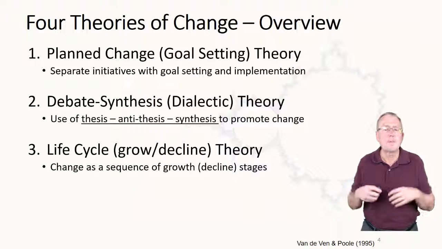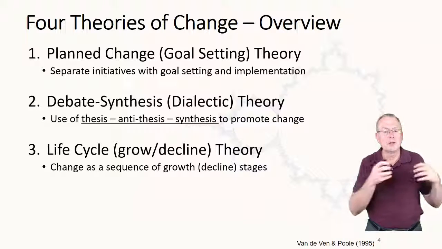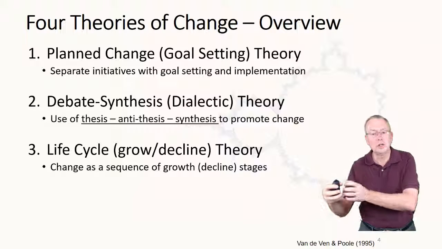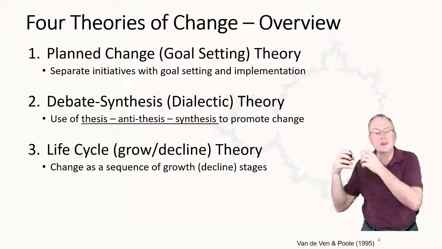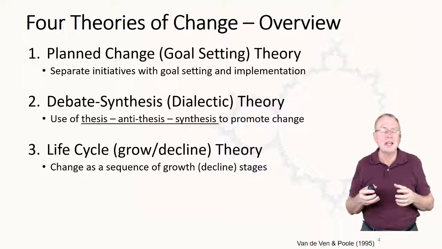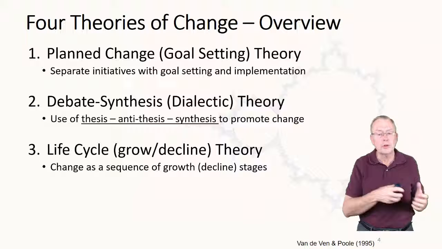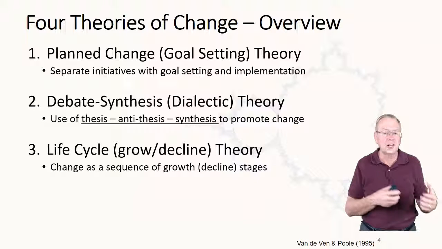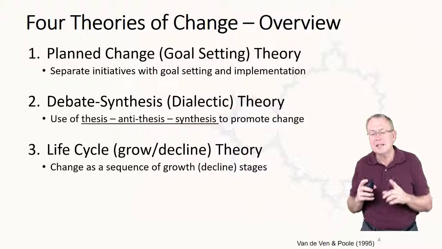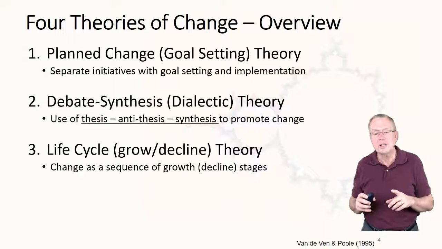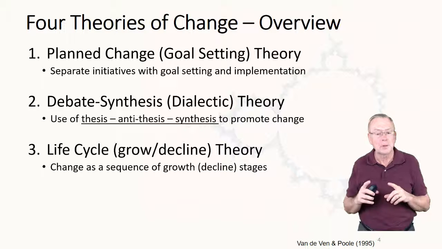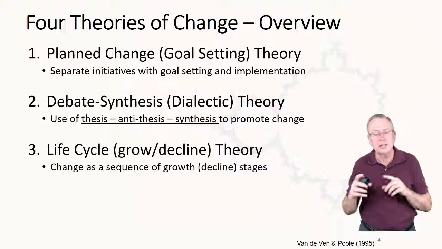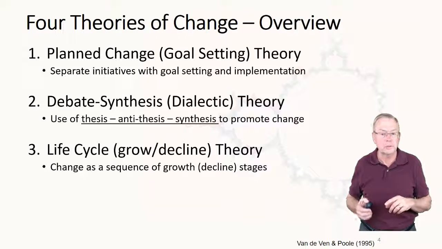Third is a life cycle. Think about this from the biological standpoint. There's birth, childhood, adolescence, adulthood, maturity, and eventually death. This is a life cycle, growth through decline. Same within organizations. Organizations have a life cycle to them. The key point, though, is that organizations can be reborn. We're going to talk about that in the next lecture. The sequence of growth, decline, and regrowth.